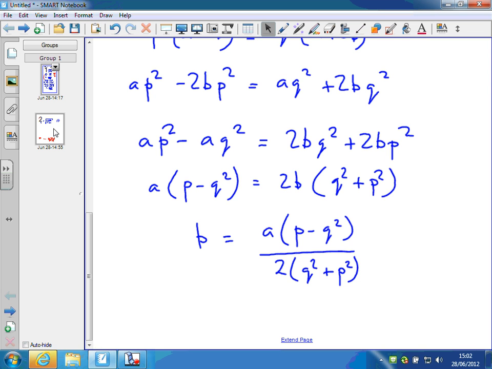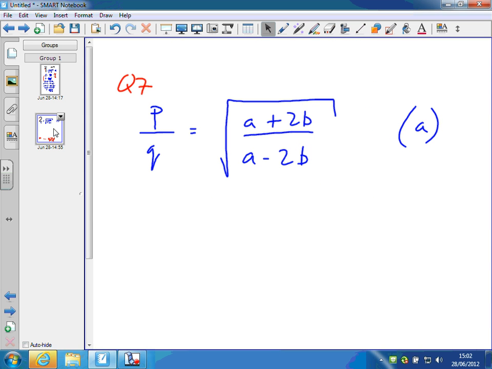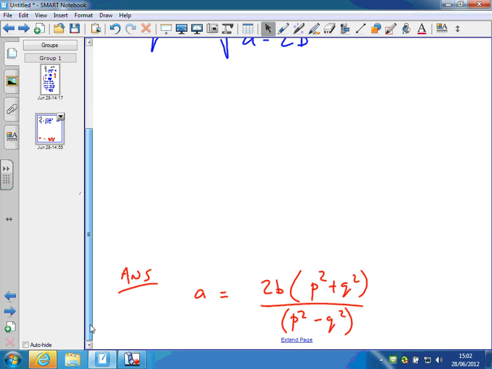Now, have a go at this one, the same formula, but rearranged for A. Almost the same steps that we've just been through, so try it for yourself, and the answer you get at the end is this. A equals 2B into (P squared plus Q squared) over (P squared minus Q squared).